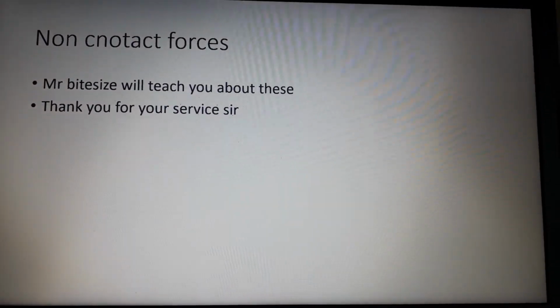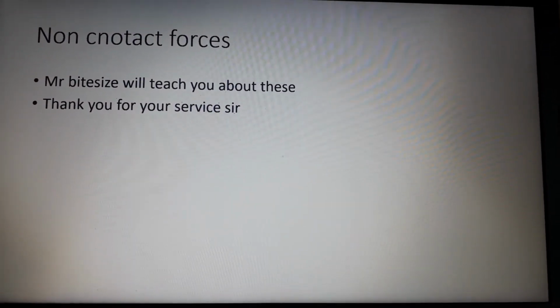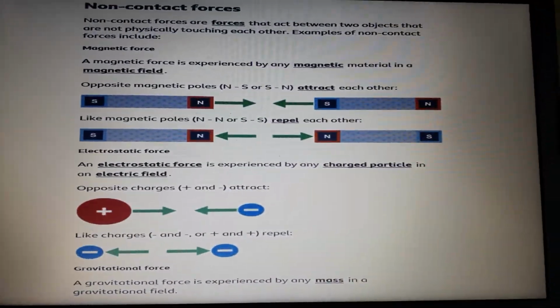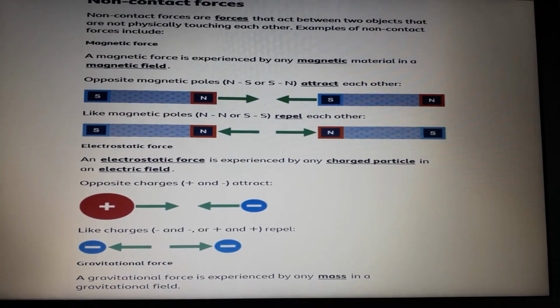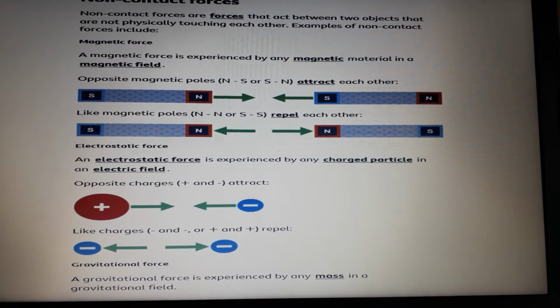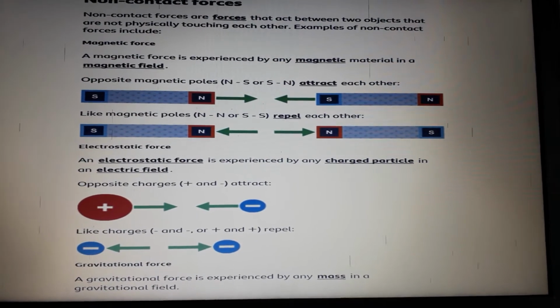Non-contact forces. Now we're just going to hand over to Mr. Bitesize, who will teach you about these. Non-contact forces are forces that act between two objects that are not physically touching each other. Examples of non-contact forces include, please pause the video if you actually want to read these.